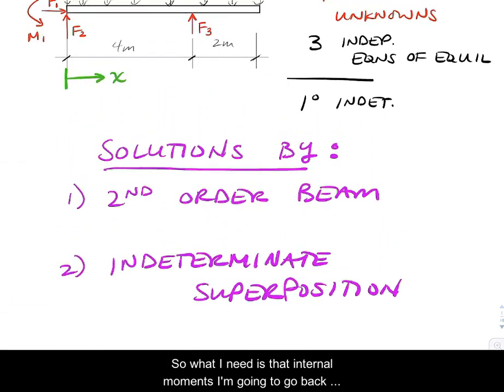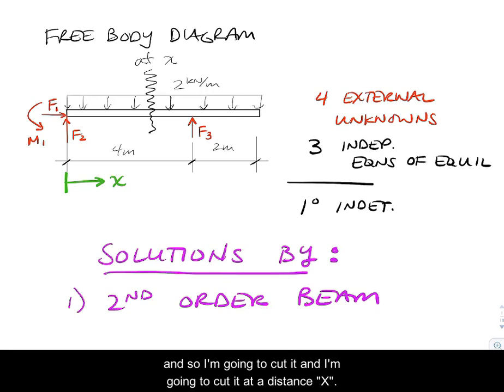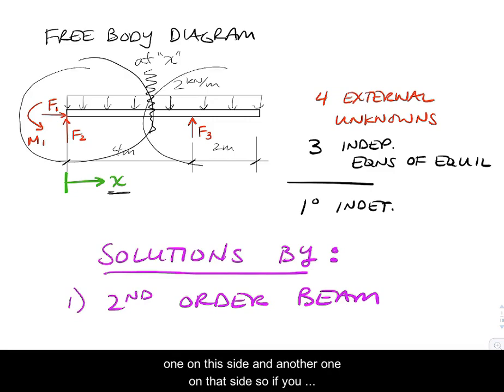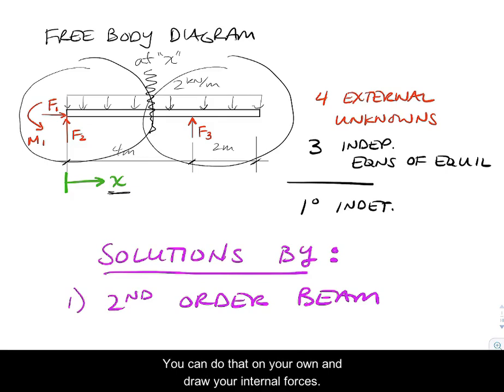So I'm going to go back up here to our whole structure free body diagram, and I'm going to cut this beam open at a distance x. And in this case I've defined my x coordinate going from left to right, so I'm going to end up with 2 free body diagrams, one on this side and another one on that side. So if you wanted to pause and go ahead and do that, you can do that on your own and draw your internal forces.